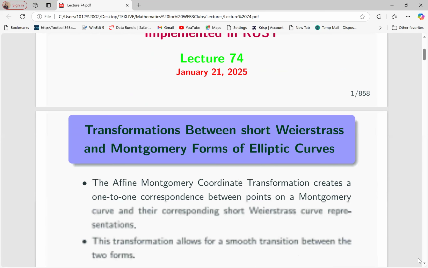Of course, a point like the point at infinity, if it is in the short Weierstrass, will still be mapped to the point at infinity. But these other points will be mapped, and we want to see how they are mapped. The point at infinity will be mapped to the same point at infinity.